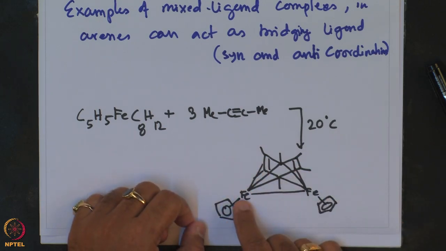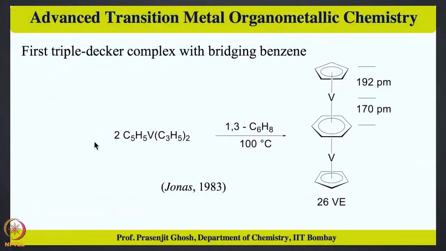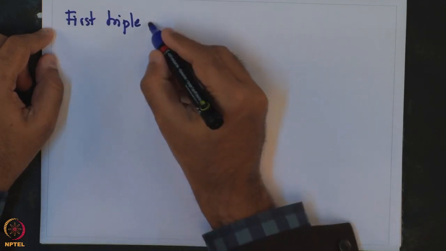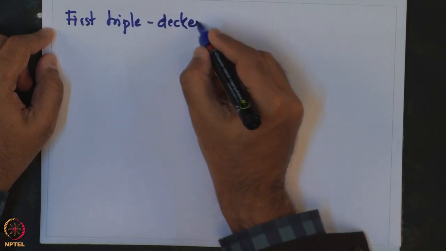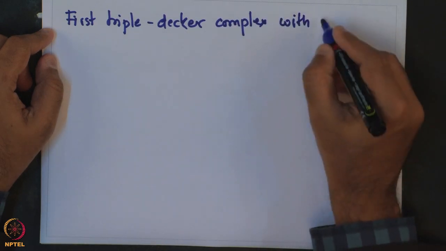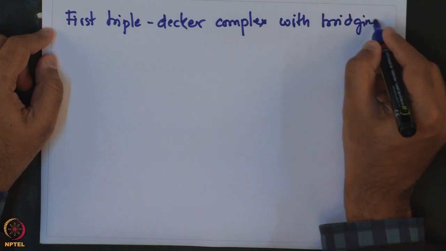It is bound to two iron centers. Now, each of the iron centers is bound to a cyclopentadienyl system. Now, triple decker complexes of these mixed arene cyclopentadienyl transition metal complexes have been synthesized, and the first example of a triple decker complex involved bridging benzene.